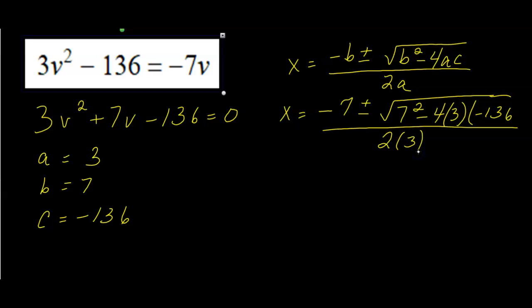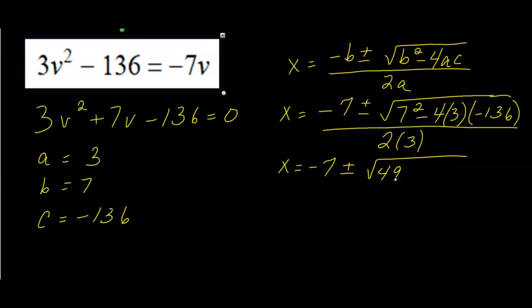So once you get everything plugged in, you're just going to simplify the right side there using your order of operations. So you want to make sure you do everything underneath the square root first. So x equals negative 7 plus or minus the square root. 7 squared is going to give me 49.